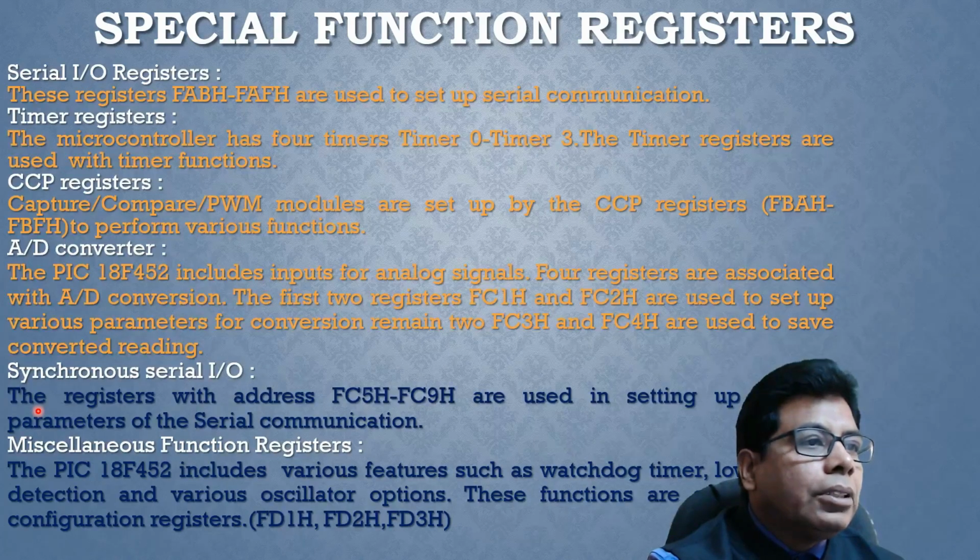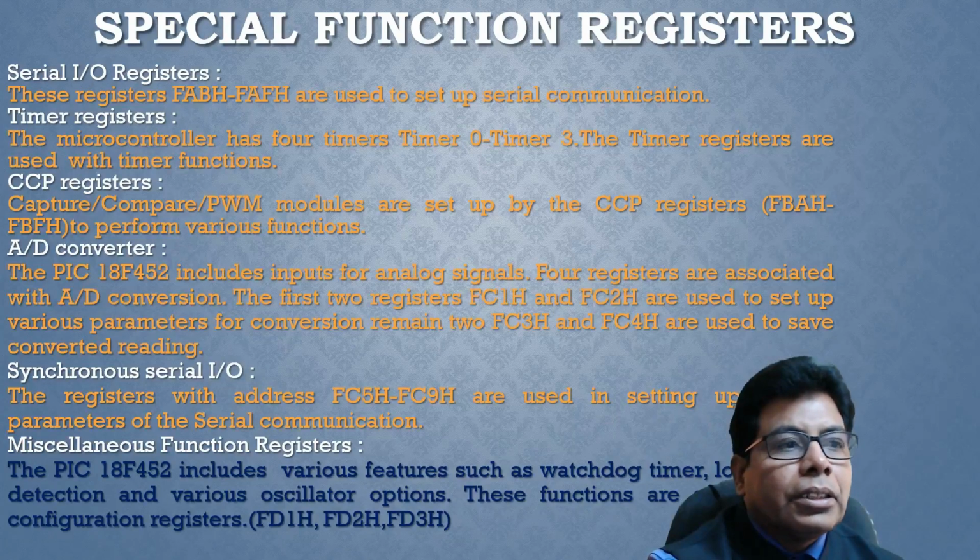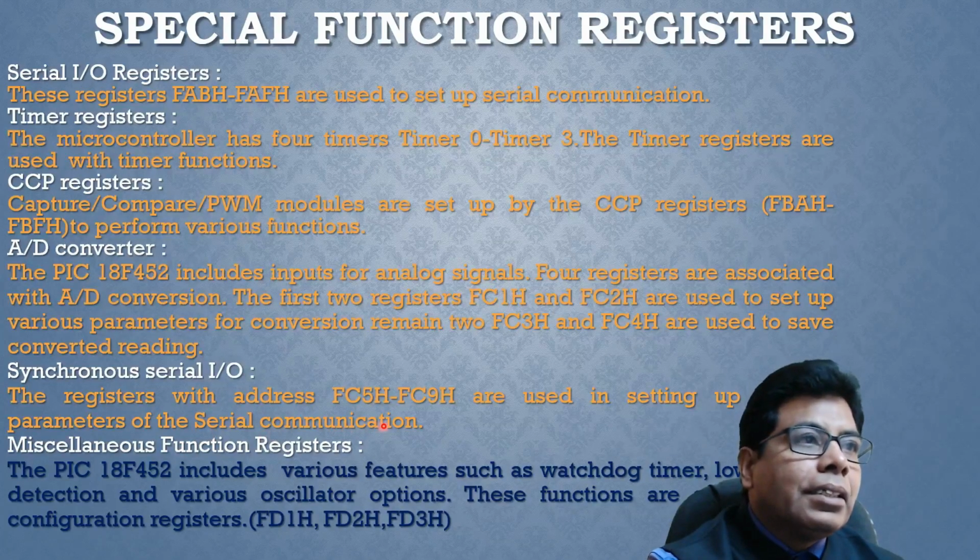Then we have the synchronous serial IO. The registers with address FC5 and FC9 are used for setting up various parameters of the serial communication. So again, these are different from this one.